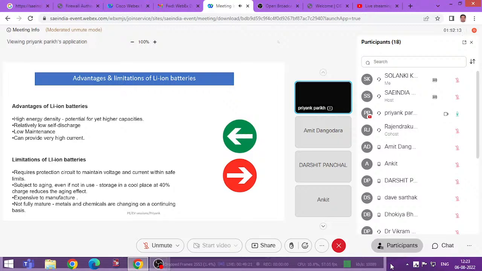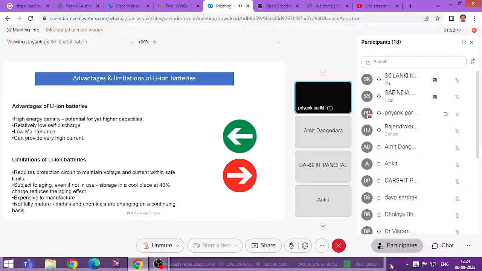When you talk about aging, over time, even if it is not in use. So if I'm storing my batteries at a location and I'm not utilizing them, there is a parameter we call SOH, the state of health, that may deplete. However, this can be reduced if I'm storing it at around 40% of the charge. Meaning if my battery is 100% charged, I reduce it to 40% and then store it. So this will reduce my aging drastically.